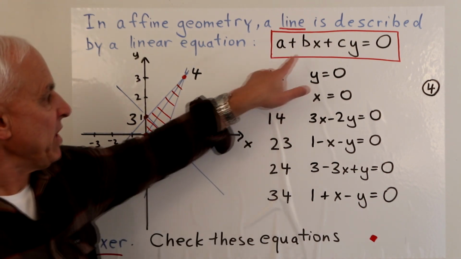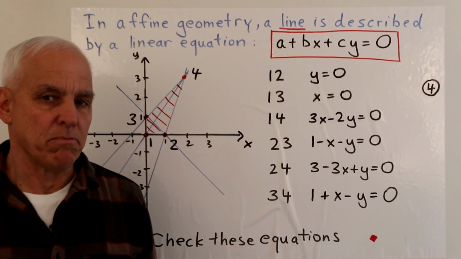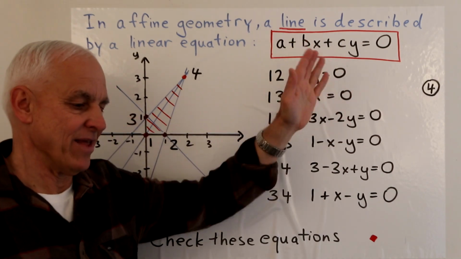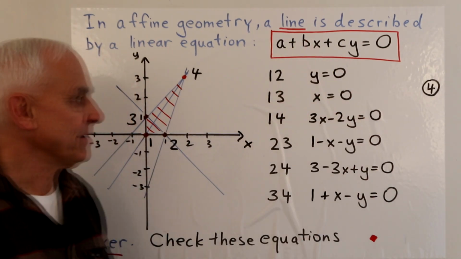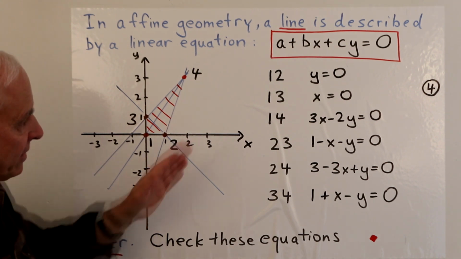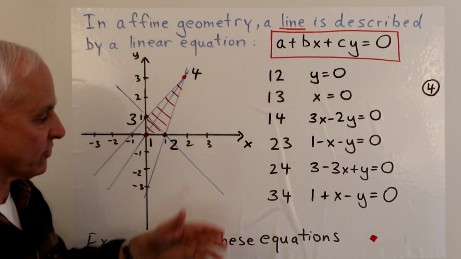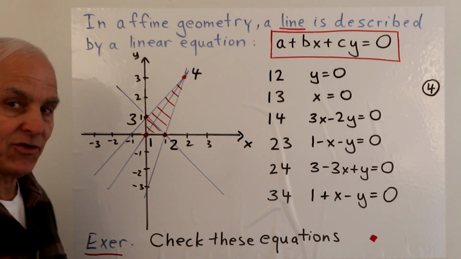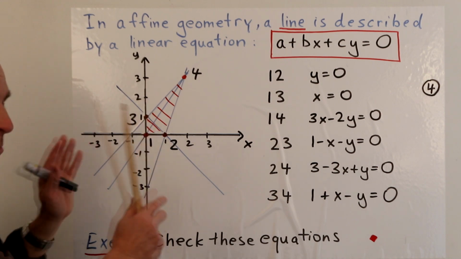But actually, b and c cannot both be 0. You're not allowed to have both of these be 0, because then that's a degenerate case that doesn't really correspond to a line. So let me illustrate that kind of equation in its role by showing you the equations of some of the lines, in fact all of the lines, that are generated by these 4 points.